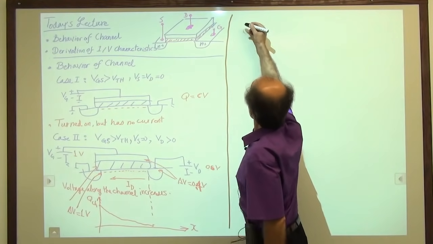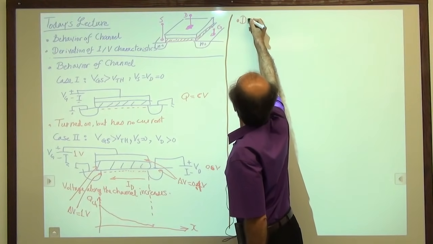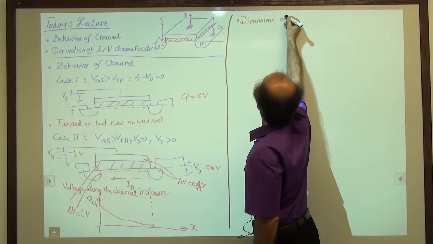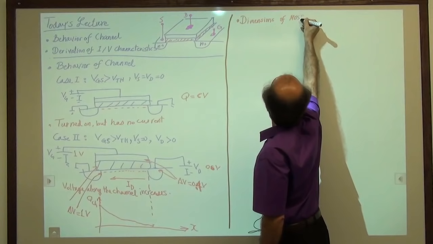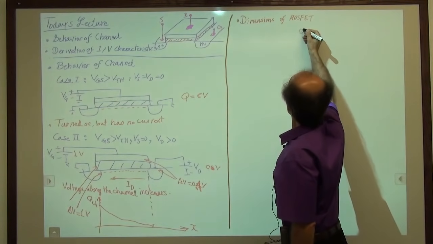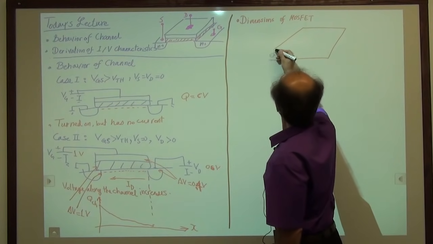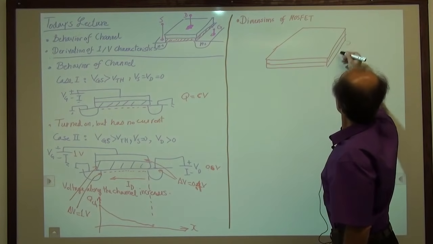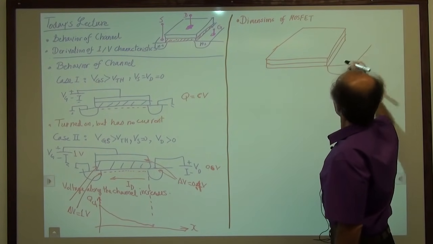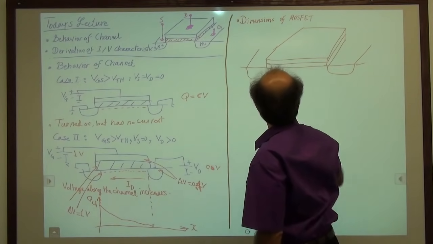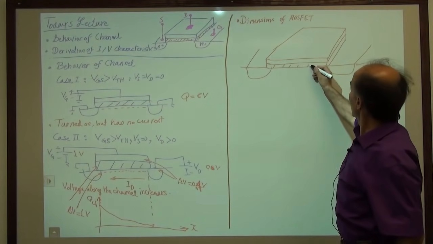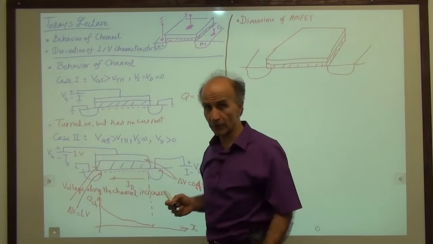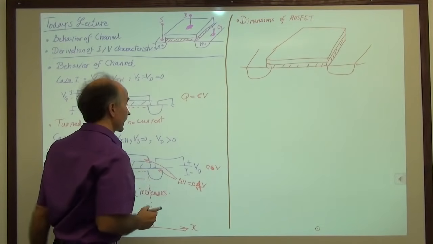Okay, so let me make one more point about the dimensions of a MOSFET before we go to IV characteristics. All right, so I will draw this again quickly. Here's our device, and source and drain, and that's our oxide. There are some dimensions in this device that are of interest to us, so I will write those down.